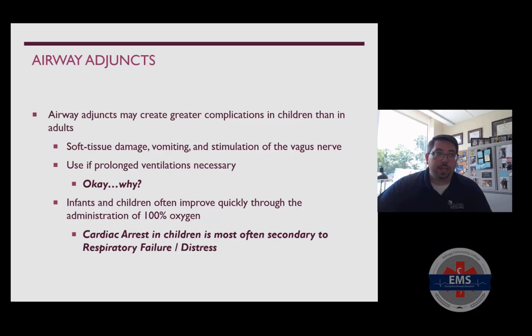We typically think that an OPA is just regularly used for everybody. We have to use caution when we're using it in children. Soft tissue damage during insertion, vomiting, or stimulation of the vagus nerve can all play a major role in negative outcomes for your patients when we choose to use an oropharyngeal airway. If we need prolonged ventilation, we may want to shoot for an OPA, but preferably an endotracheal tube. And remember, infants and children often improve quickly through the administration of 100% oxygen.